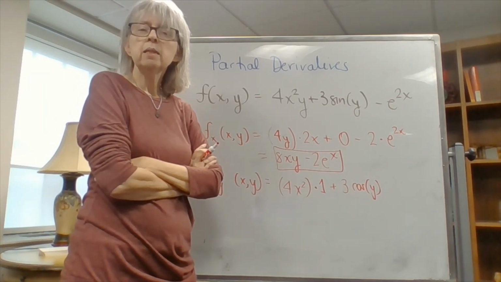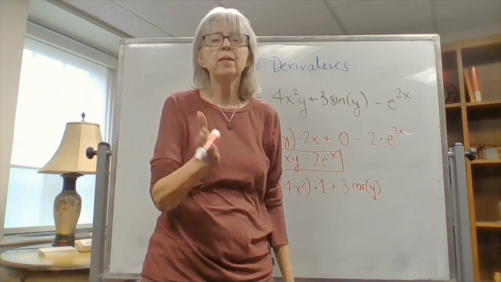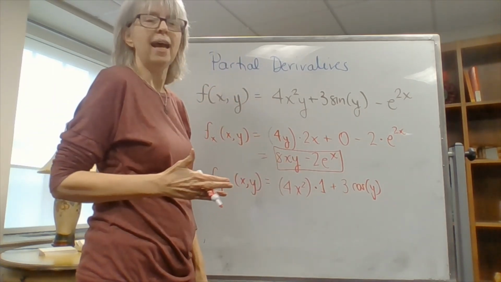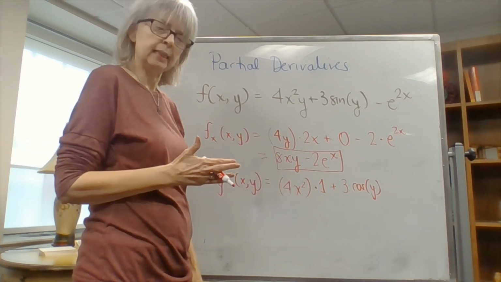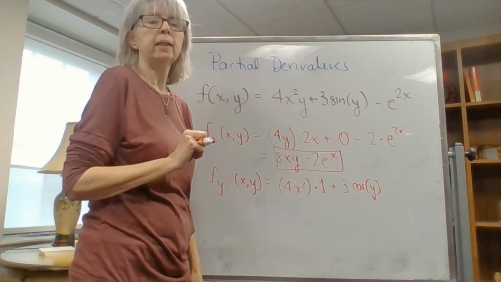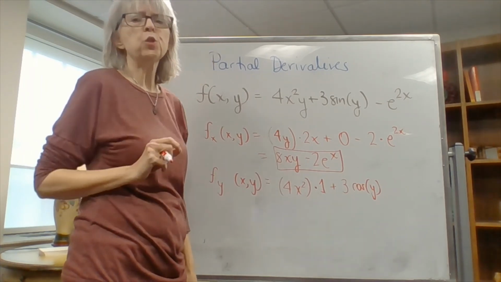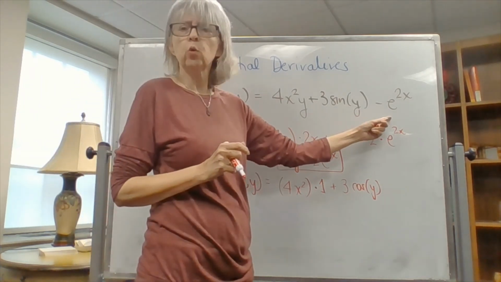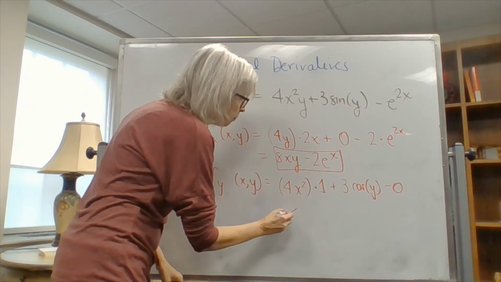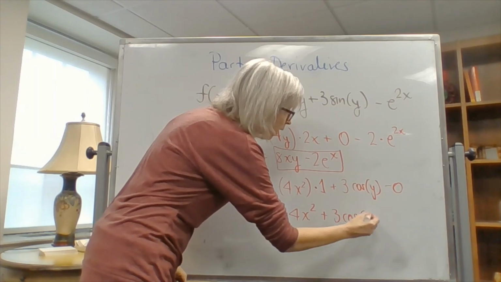Now down on the end, I don't see any y's. I see e to the 2x, and x is being held constant. X is not changing. X is getting treated like a number. E's a number, 2's a number. 2 times a number is a number. A number raised to the power of a number is a number. This is going to get treated like a number. And so I just end up with 4x squared plus 3 cosine of y.